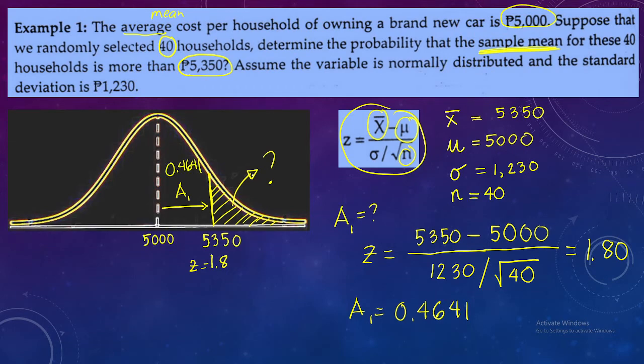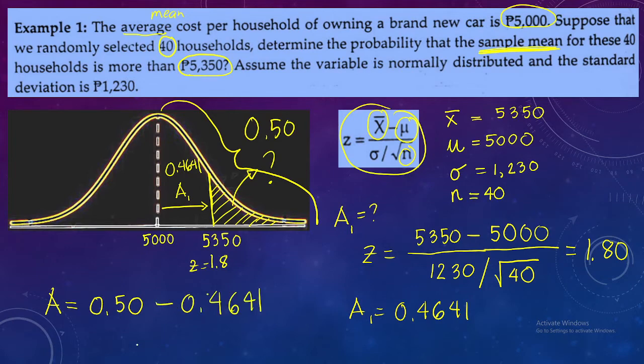Now, how do we solve this shaded region over here? Subtract, sir. Subtract what? 0.50 minus 0.4641. Very good. 0.50 because as you all know, the half is 0.50. That's 50%. Minus 0.4641. How much is the difference? 0.0359, sir.